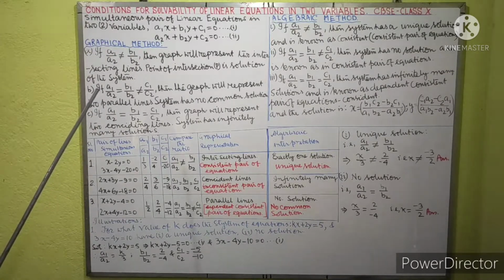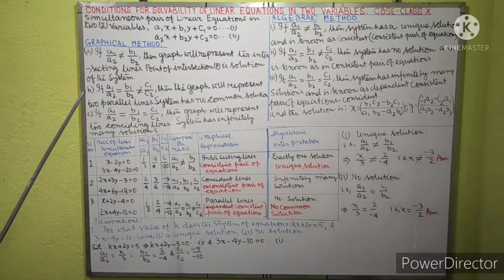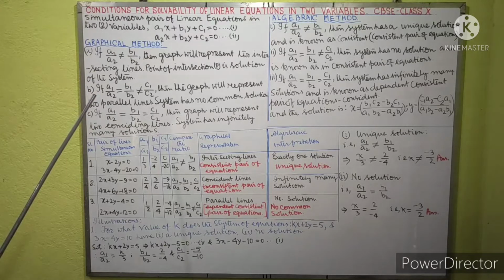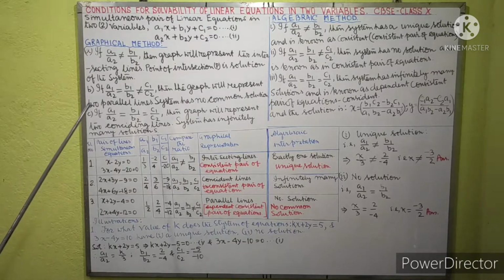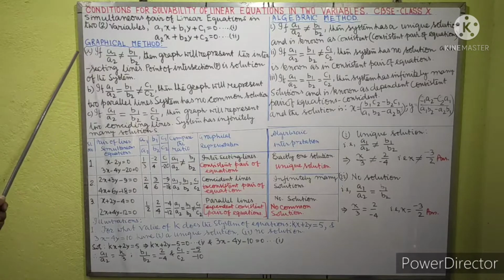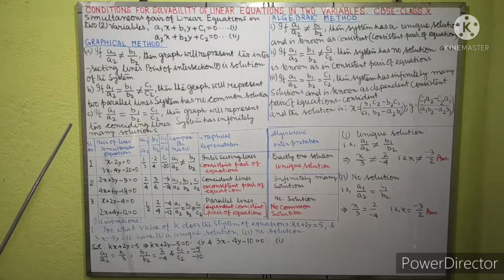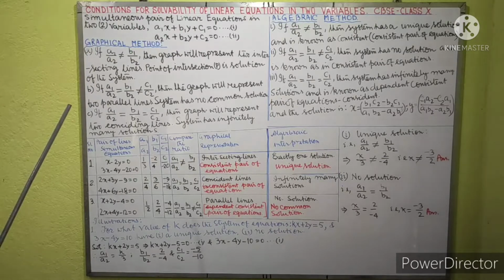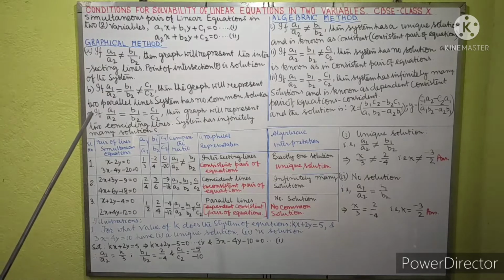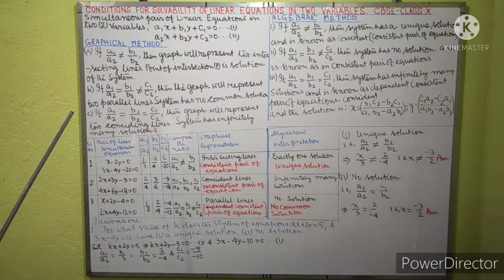Today we will discuss the conditions for solvability. So you have to regard the coefficients and the constant term very carefully. Now, first, the graphical method. If a1 by a2 is not equal to b1 by b2, then the graph will represent two intersecting lines, that is, the point of intersection, P, is the solution of the system.